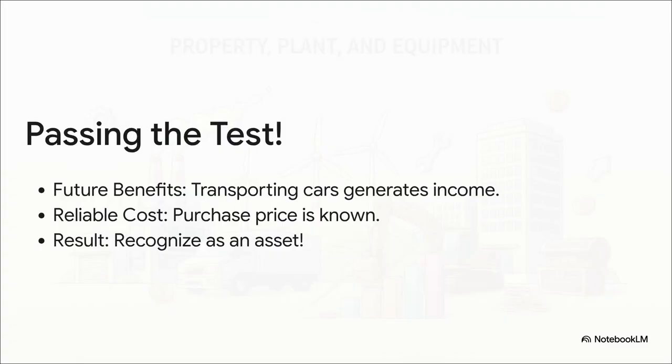Let's check the solution. Rule 1. Is it probable that future economic benefits will flow to the entity? Yes. Transporting cars keeps the customers happy and generates ultimate income for the business. Rule 2. Can the cost be measured reliably? Yes, the purchase price of the trailer is clearly known from the supplier's invoice. The results? We can proudly recognize this trailer as an asset in the statement of financial position.